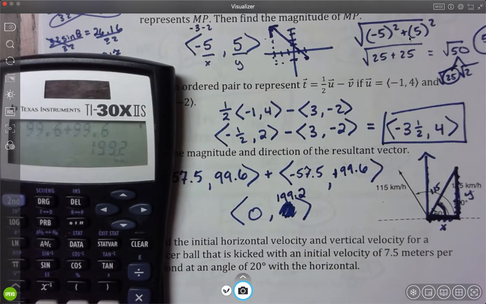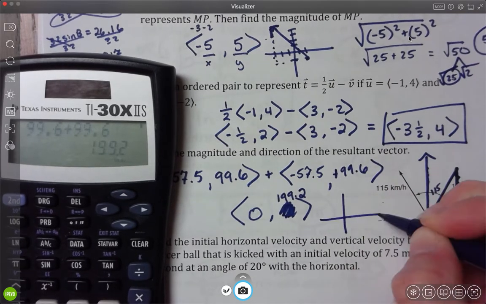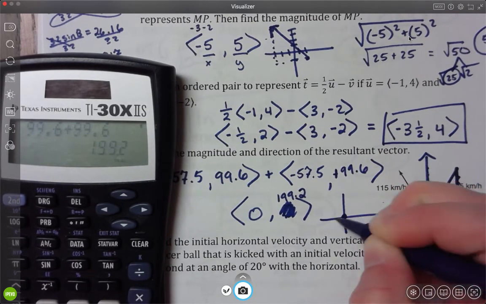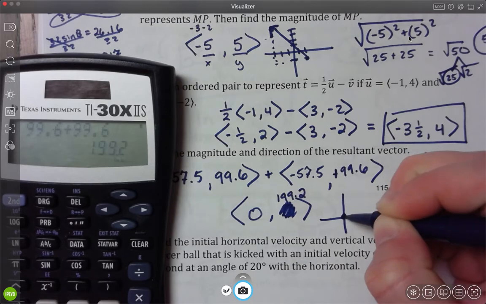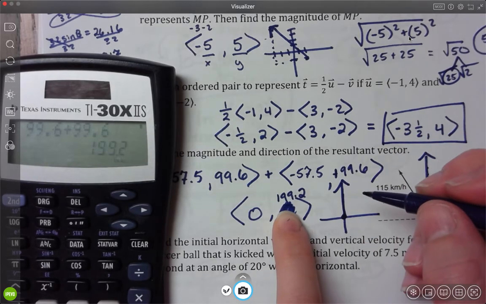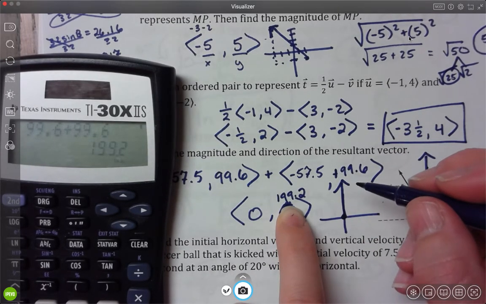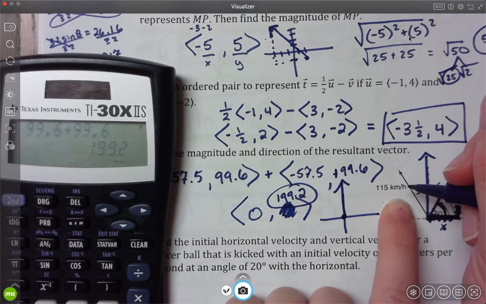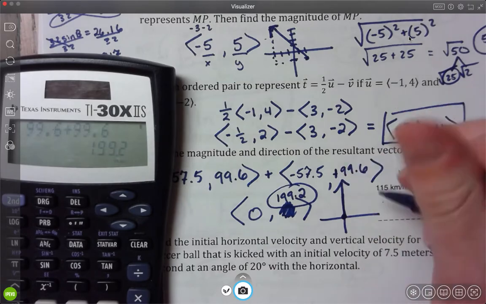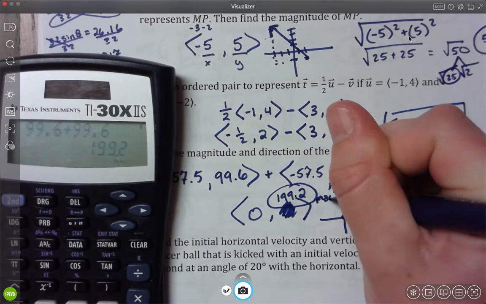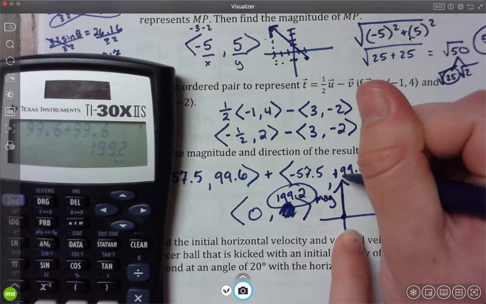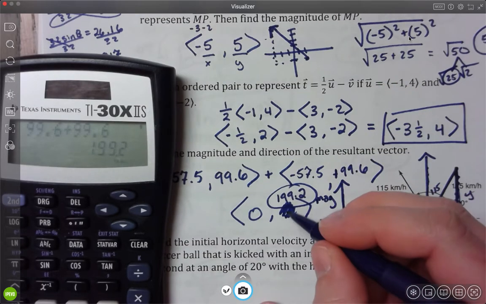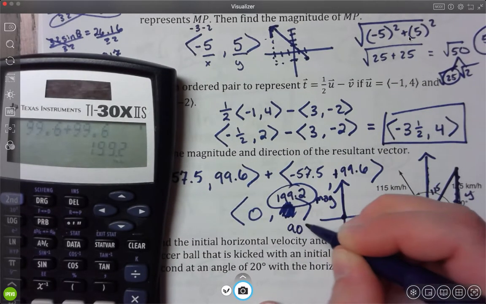So what's happening here is it's not moving any in the x direction, but it's going straight up in the air, 199.2. Okay, so that's going to give me my magnitude. It's going to go 199.2 kilometers per hour. This is my magnitude, and the direction is going to be straight up in the air. A lot of times we'll call that a 90-degree direction.